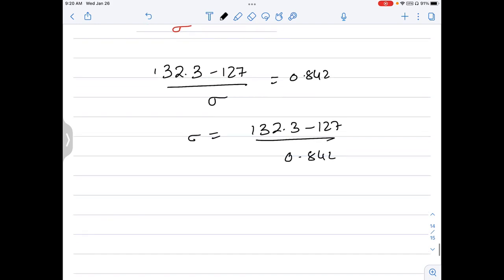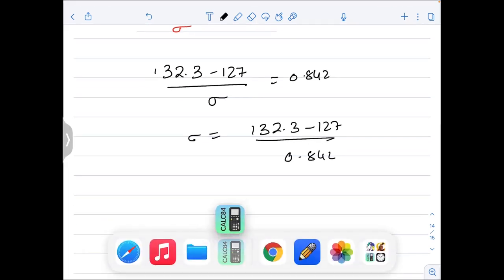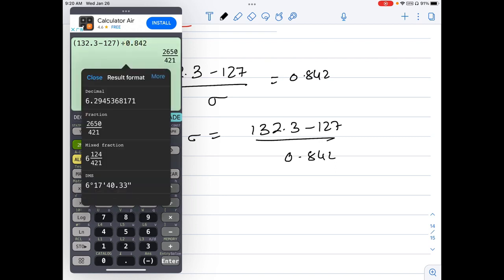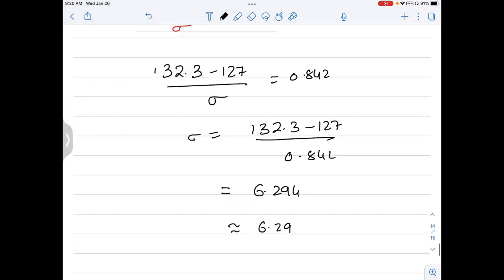So take the calculator. It is 132.3 minus 127 divided by 0.842. This should be giving me the answer 6.294. In three significant figures, it is 6.29. So sigma is equal to 6.29.